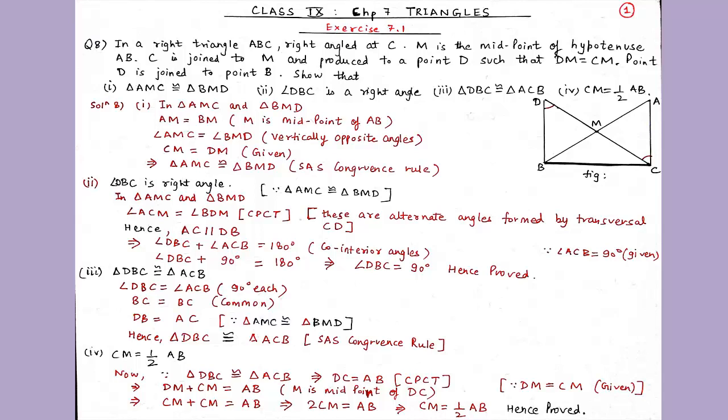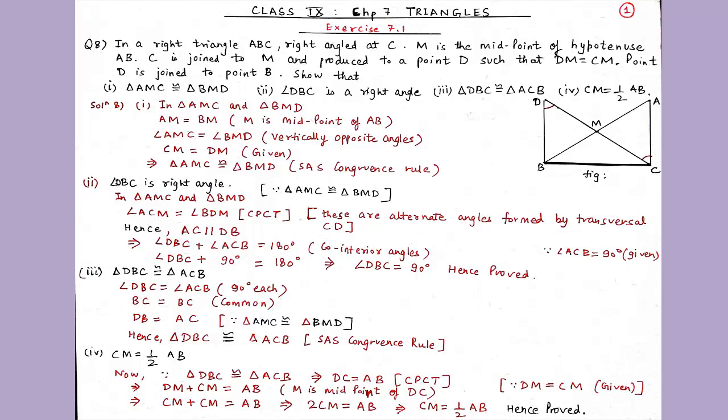Students, today in this video, we'll do question number 8 of exercise 7.1. Our question for today is: in a right triangle ABC, right angled at C, M is the midpoint of hypotenuse AB. C is joined to M and produced to a point D such that DM is equal to CM. Point D is joined to point B.